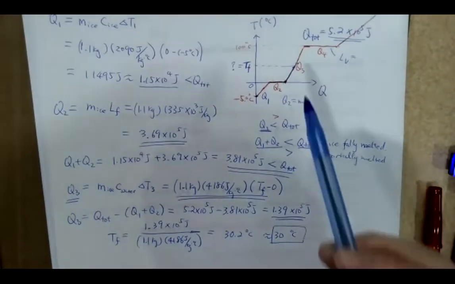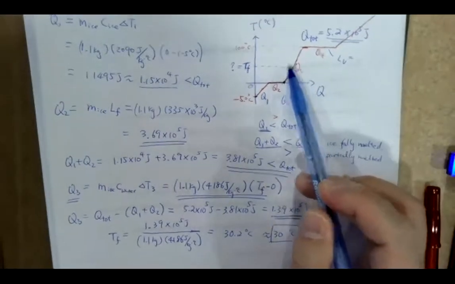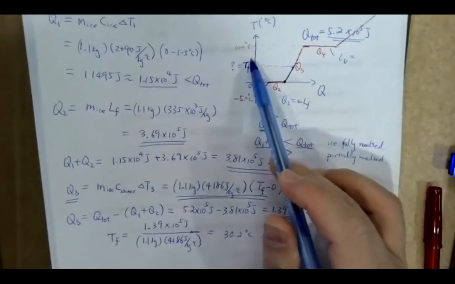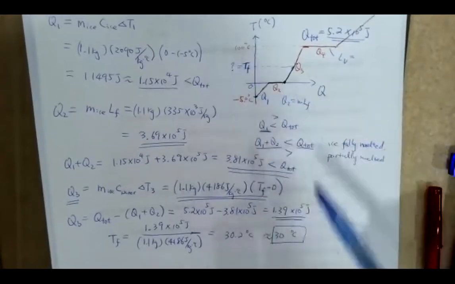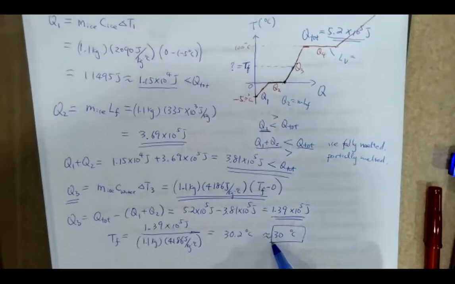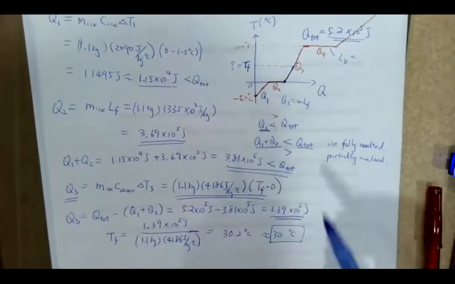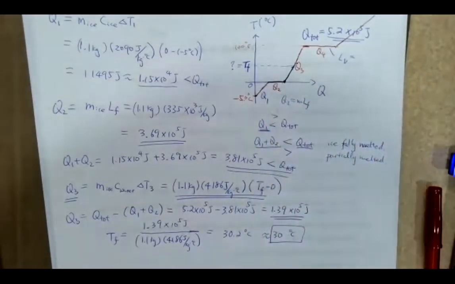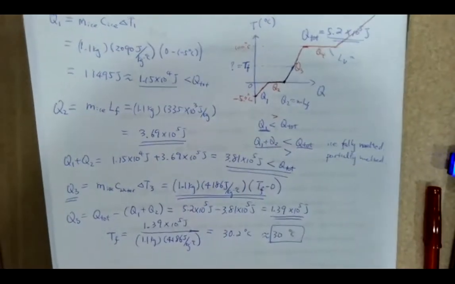So we assumed that it's going to be somewhere here, right? T final, between 0 and 100 degrees. So your final answer is about 30. So that's well in that region between 0 and 100 degrees. So that means your assumption was right, okay?